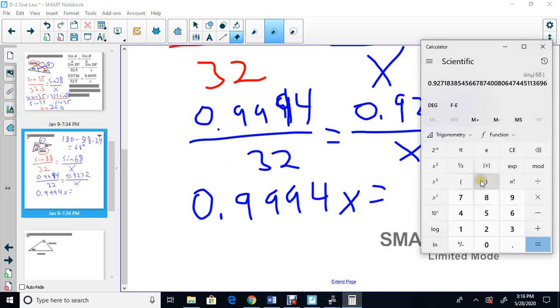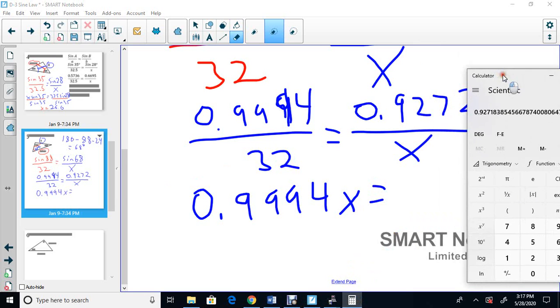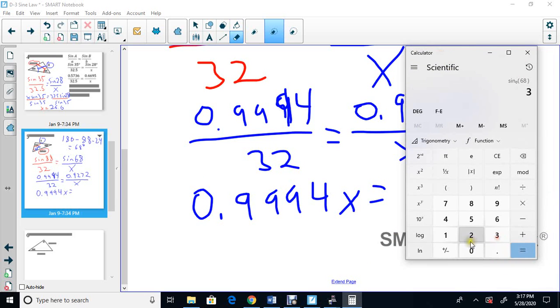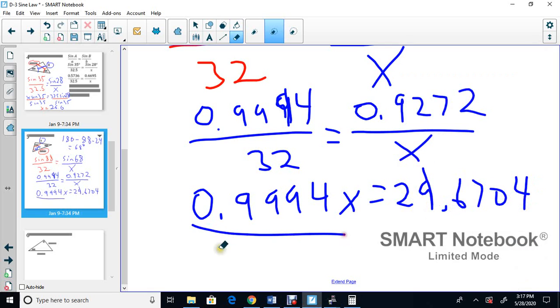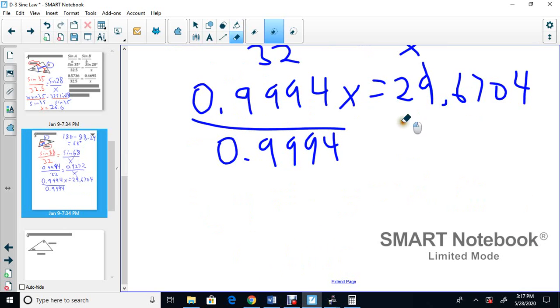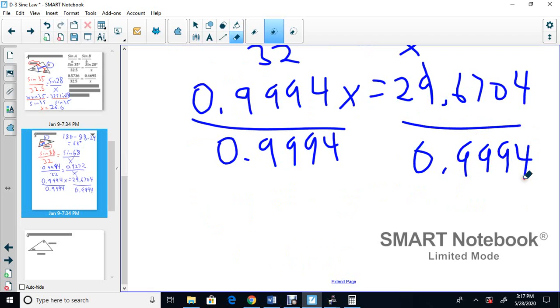So 32 times 0.9272 is 29.6704. Then you divide this side by 0.9994, and you get your final answer.